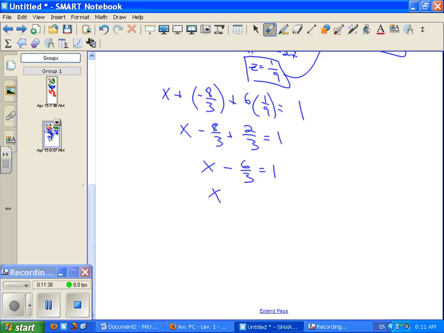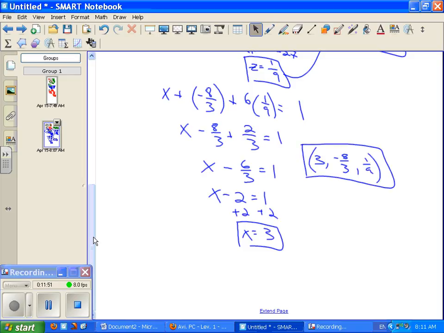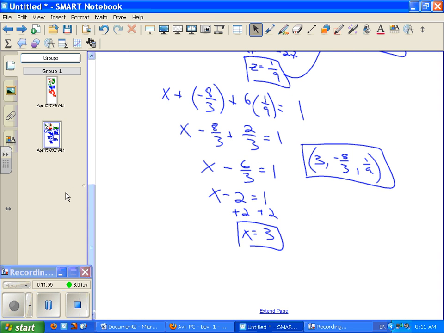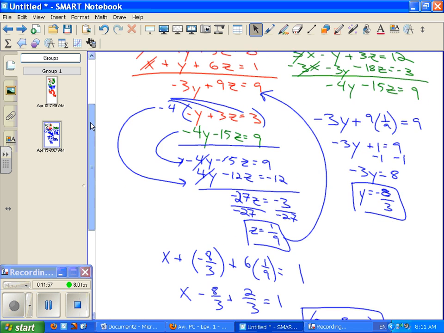Add 2 to both sides. Well, I got one nice answer. So we get 3, negative 8/3, 1/9. I guess if you're going to have to deal with fractions, those weren't the worst ones.